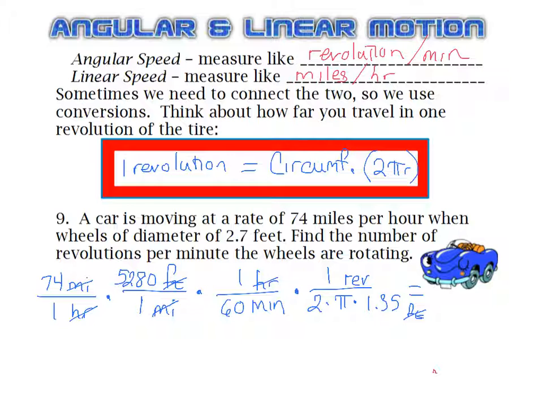To type this in your calculator, you're going to multiply everything straight across on the top. And then you're going to divide, but it's going to be important that you insert parentheses because you're dividing by all of this stuff. So I'm going to divide by, and open parentheses, 60 times 2 times pi times 1.35. And then close the parentheses. And I end up with 767.7, and that's revolutions per minute. That's how fast the tires are spinning.